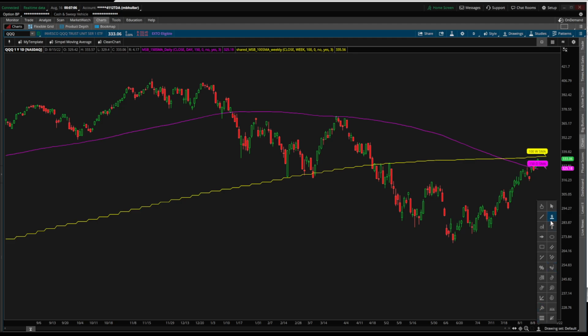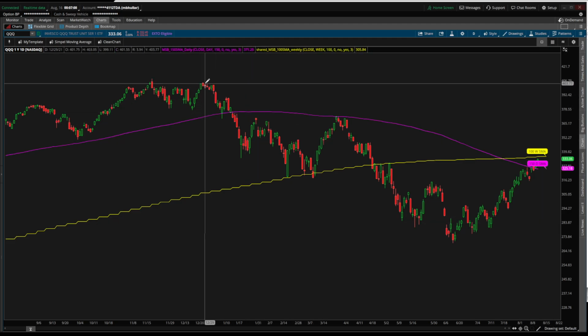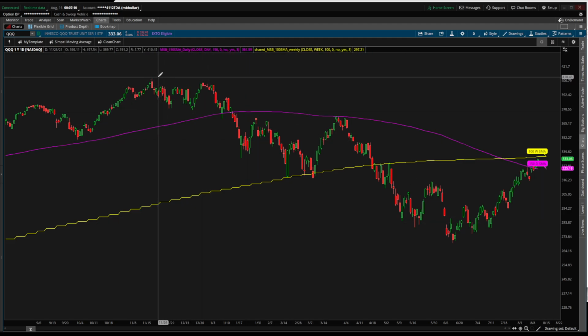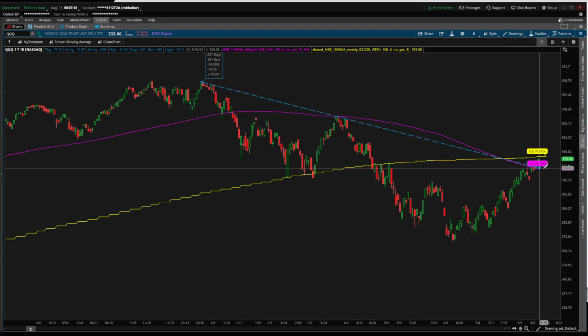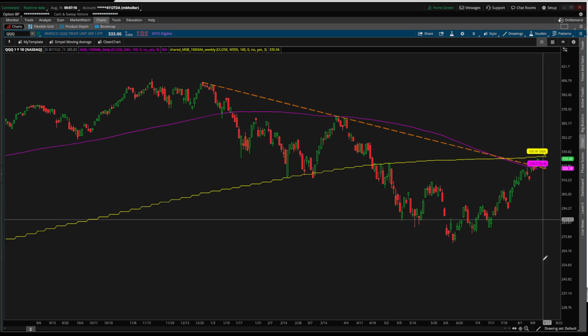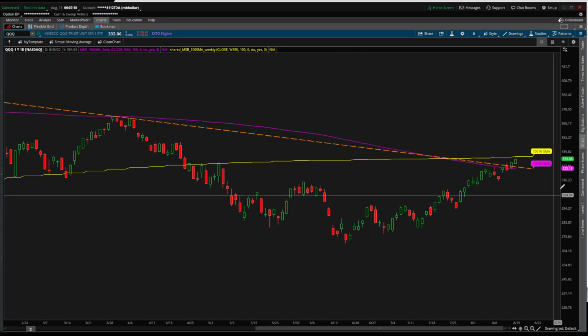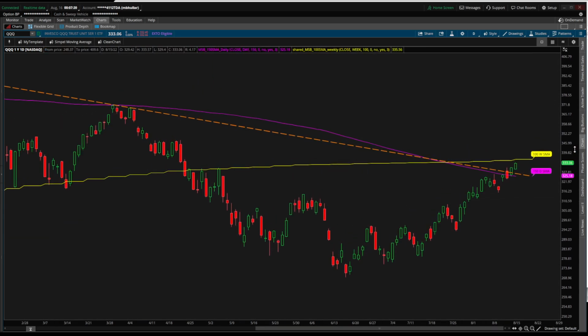We'll move into the trend line tool and plot the trend line right here. One of the things we'll see is that in the case of QQQ, we have taken out the trend line, and we're fast approaching the 100-week SMA. That would be the next point to watch, which is close to this 335.62 level.